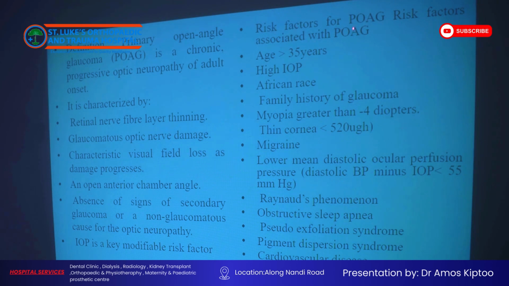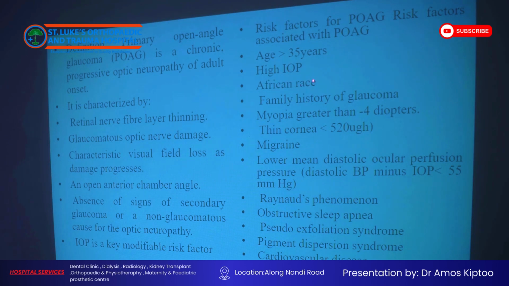Someone who has high intraocular pressure. The pressure that I'm still referring to. Then the eye has to have high IOP. So if it is high, we call it high intraocular pressure. By default, African race is also a risk factor. And genetics, that brings about family history of glaucoma.